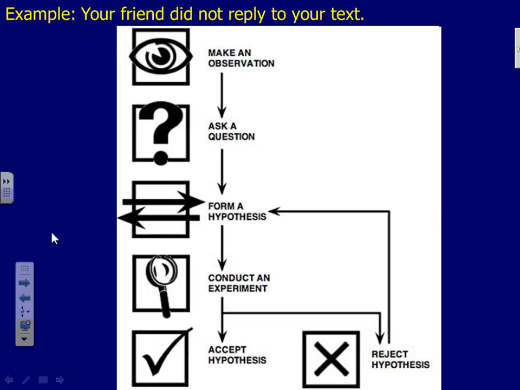Hey, what are you doing? Why didn't you reply? Oh, I couldn't, man. I had a really evil supply teacher. Took all our phones away.